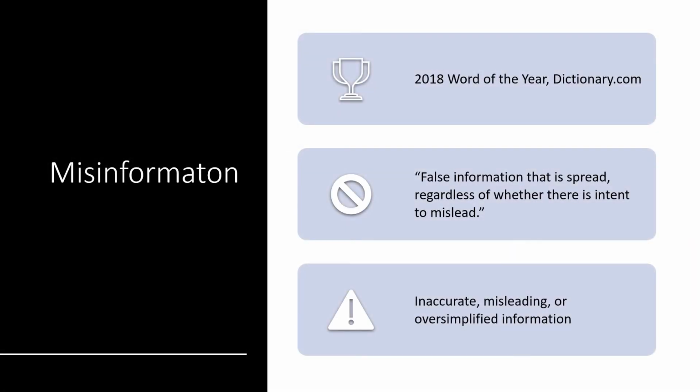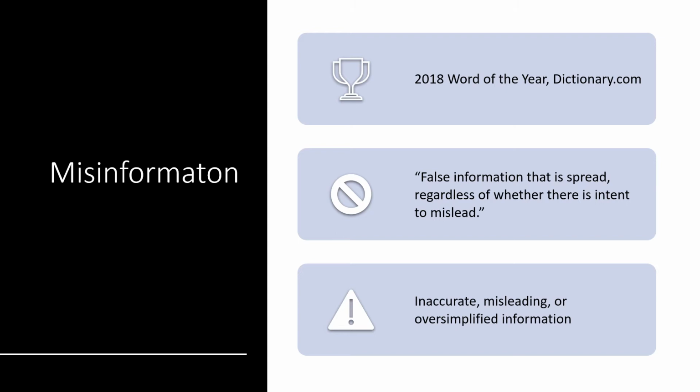The next problematic information we'll discuss is misinformation. Misinformation was a 2018 word of the year from dictionary.com. Their definition is false information that is spread regardless of whether there is intent to mislead. So information that we might identify as misinformation could fit either of the previous definitions discussed, so fake news or disinformation, but it is broader. Here the real key is that this is false information, but there may not be intent to mislead.